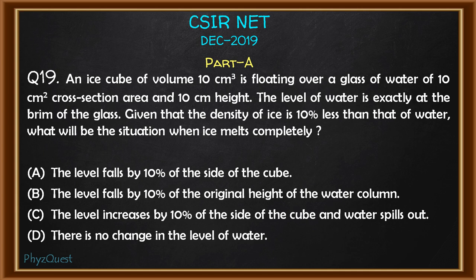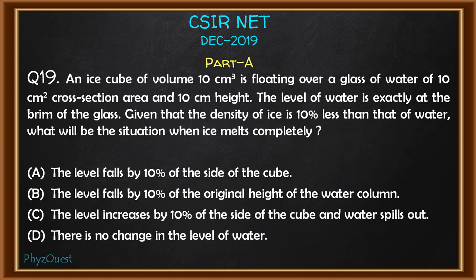The question number 19 is: an ice cube of volume 10 centimeter cube is floating over a glass of water of 10 centimeter square cross section area and 10 centimeter height. The level of the water is exactly at the brim of the glass. Now given that the density of the ice is 10% less than that of the water, what will be the situation when ice melts completely?